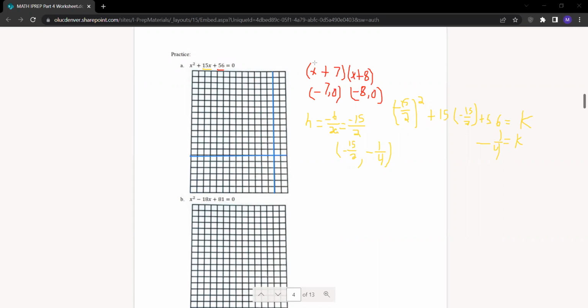And then all we have to do is graph our values. So first we have our x-intercepts. So we have negative 7, 0. So 1, 2, 3, 4, 5, 6, 7. And we have negative 8, 0, which is going to be right next to it. Next, we have to graph our vertex, which is negative 15/2, which is right in between them. Negative 1/4, so it's going to be right here about. And all we have to do is just connect this graph. So over here.